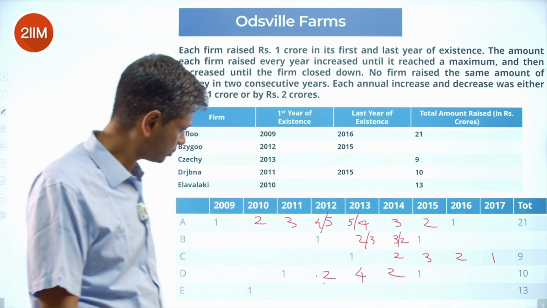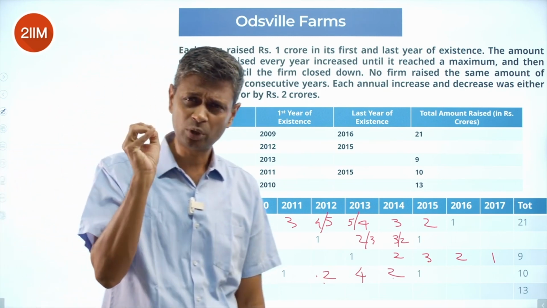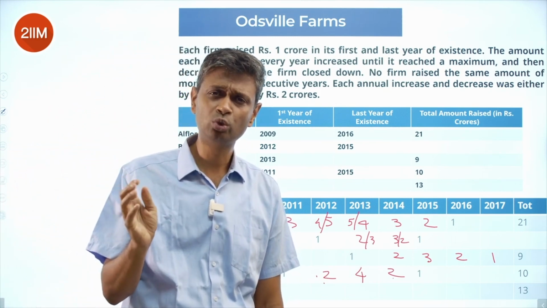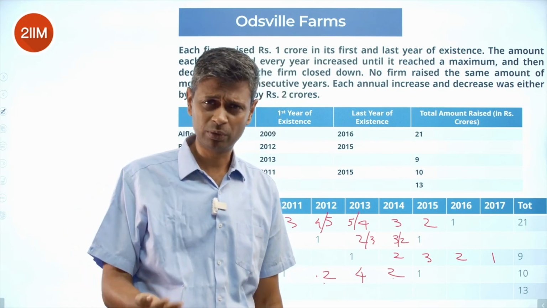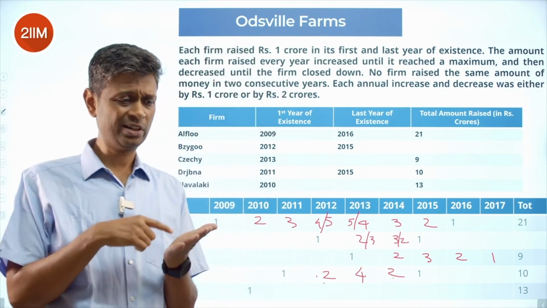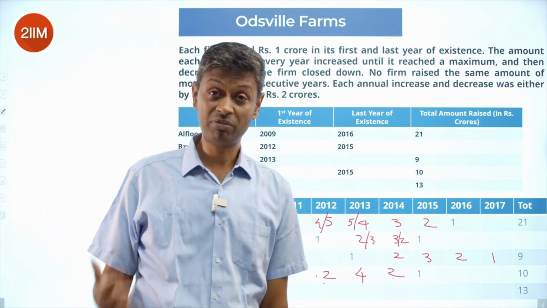Right? Now let's go to 13. I want to think about the minimum number of years to hit 13. Can we do 13 with 4 years? With 3 is not possible. With 4 years, 4 years is 1, 2, 3, 1, 7. Nothing else is possible.